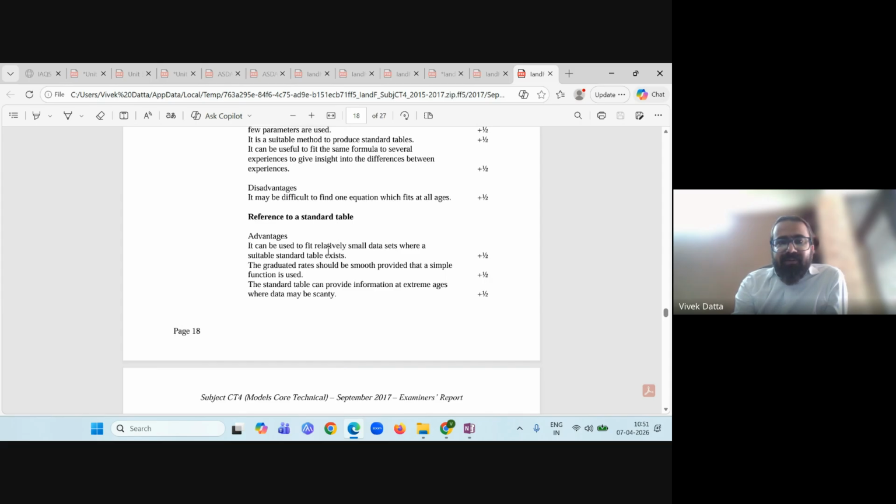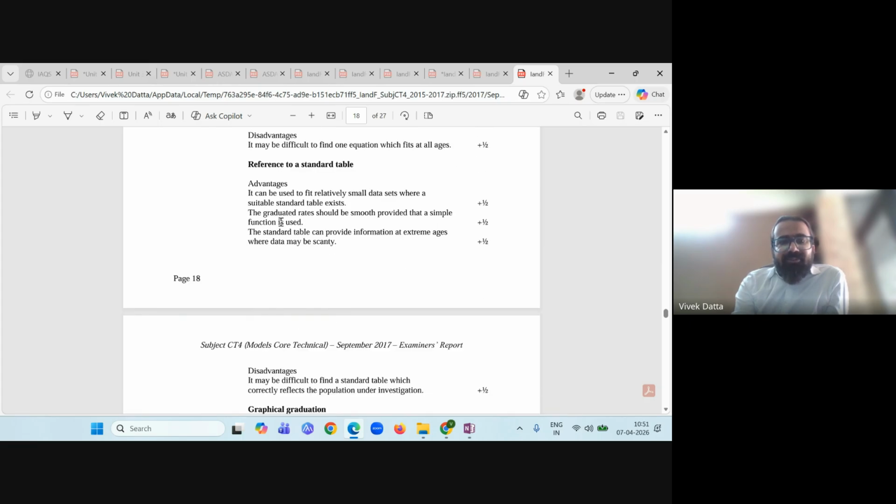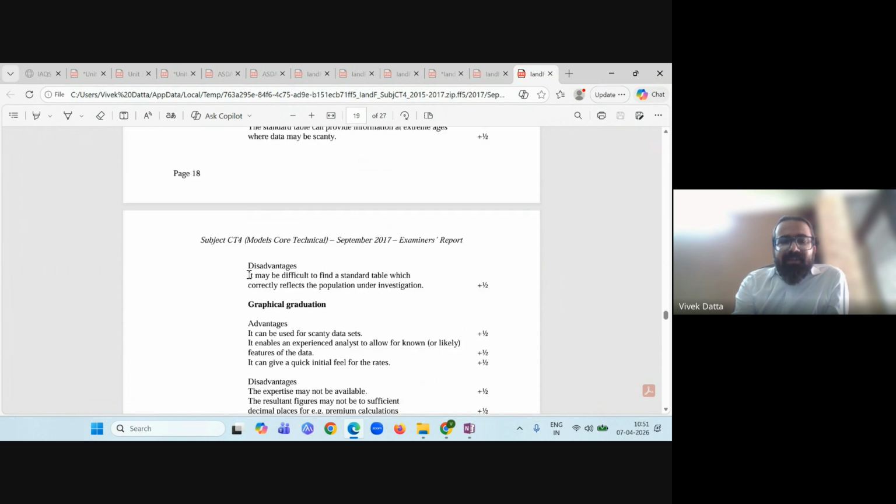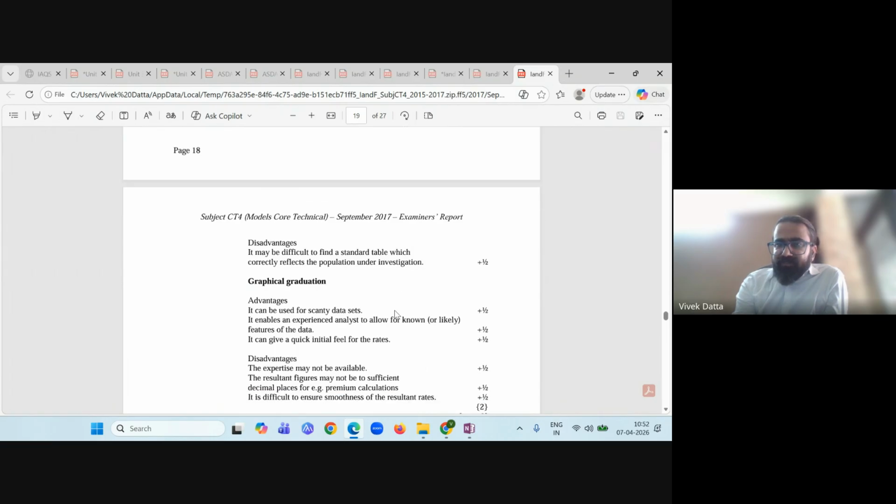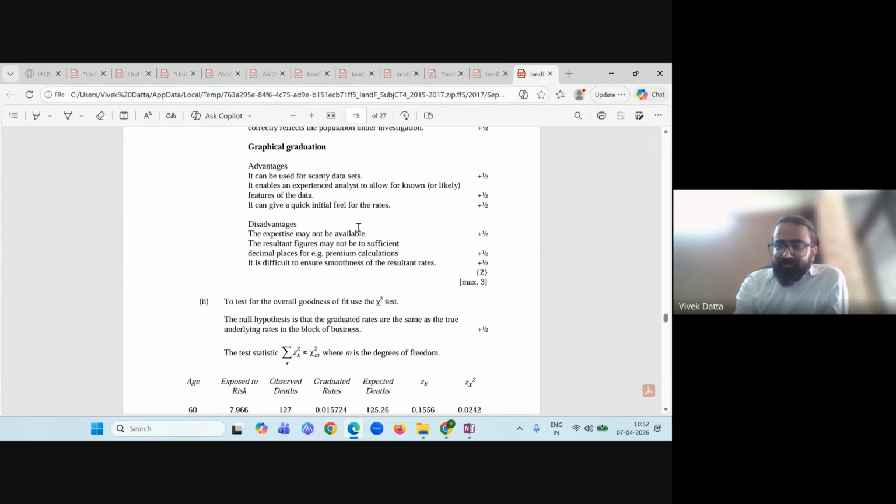That is an advantage for standard table. The graduated rate should be smooth provided that a simple function is used, and the standard tables can provide information at extreme ages where data may be scanty. Disadvantage: it may be difficult to find a standard table which correctly reflects the population under investigation. Graphical part I'm skipping.